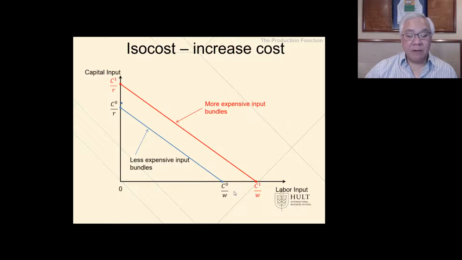So let's see what happens if we change our costs. Here we were before, which is C0, and we're moving more money. If we're allowing ourselves a bigger C amount, then we can buy more capital or more labor or any combination in between. So an isocost moves in parallel fashion, up for more money, down for less money.